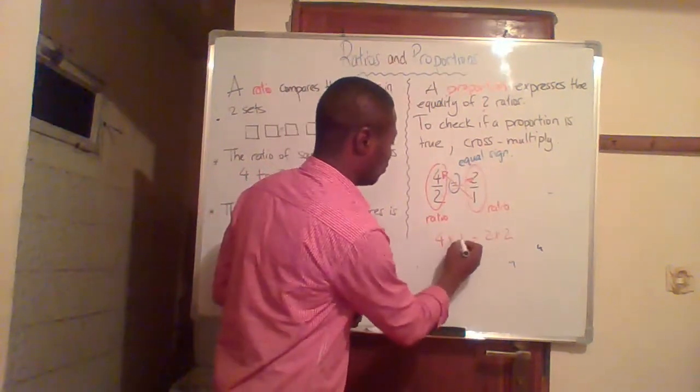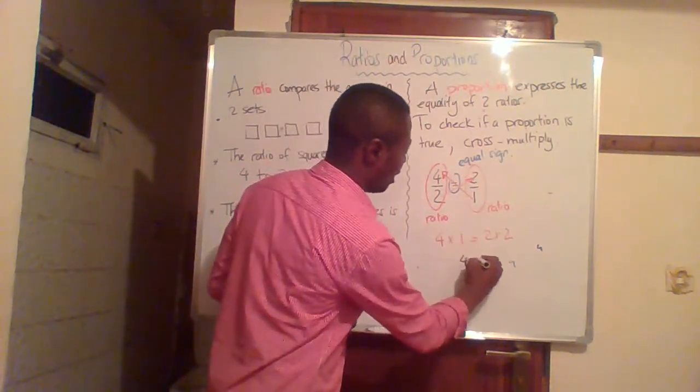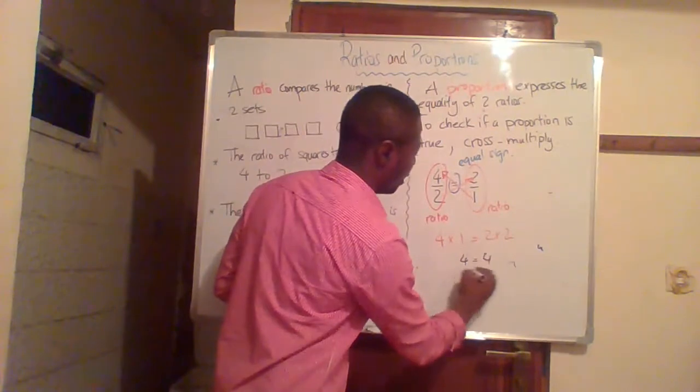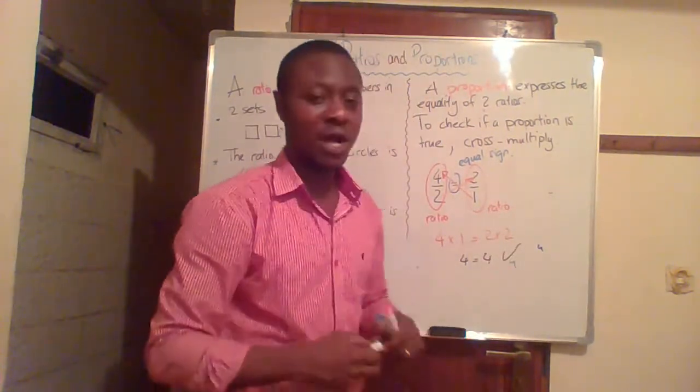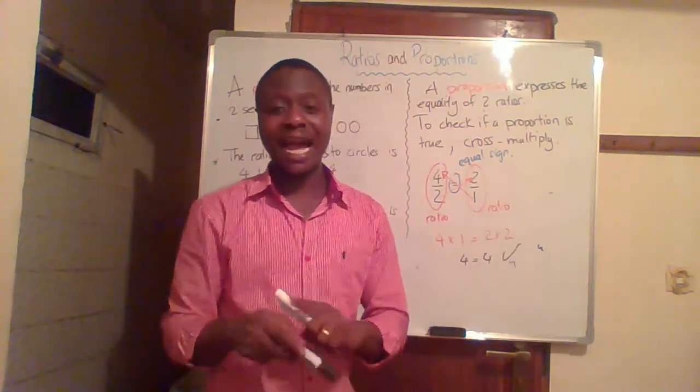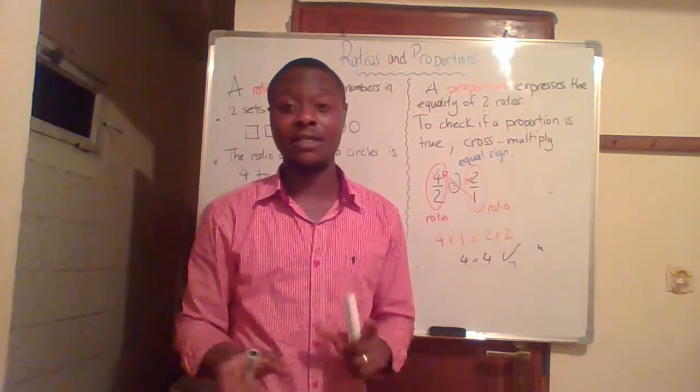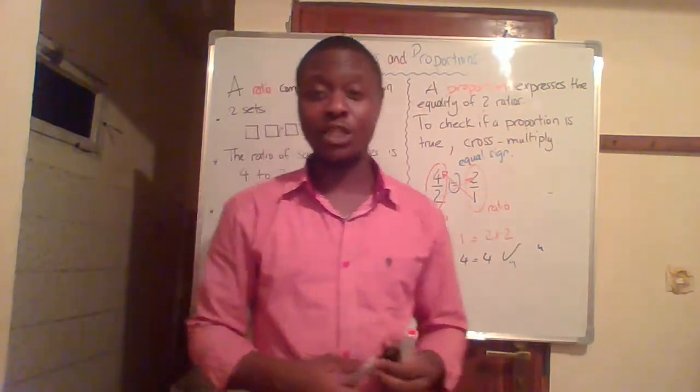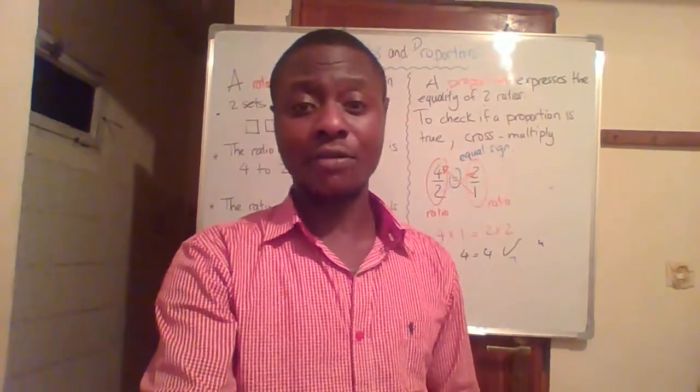So 4 times 1 is equal to 4, and 2 times 2 is equal to 4. So this proportion is correct because when I cross multiply, I have the same numbers on either side of the equal sign. This is what you basically do to prove the correctness of a proportion.